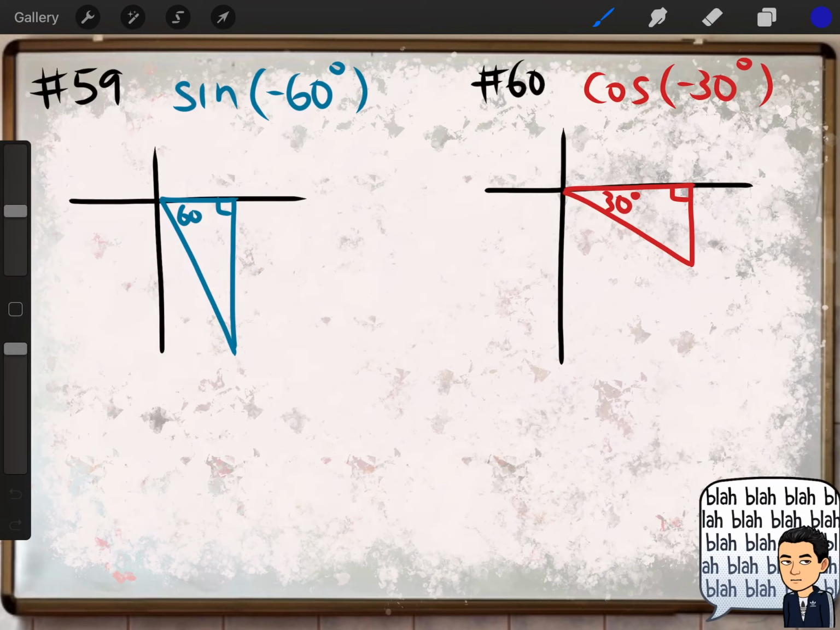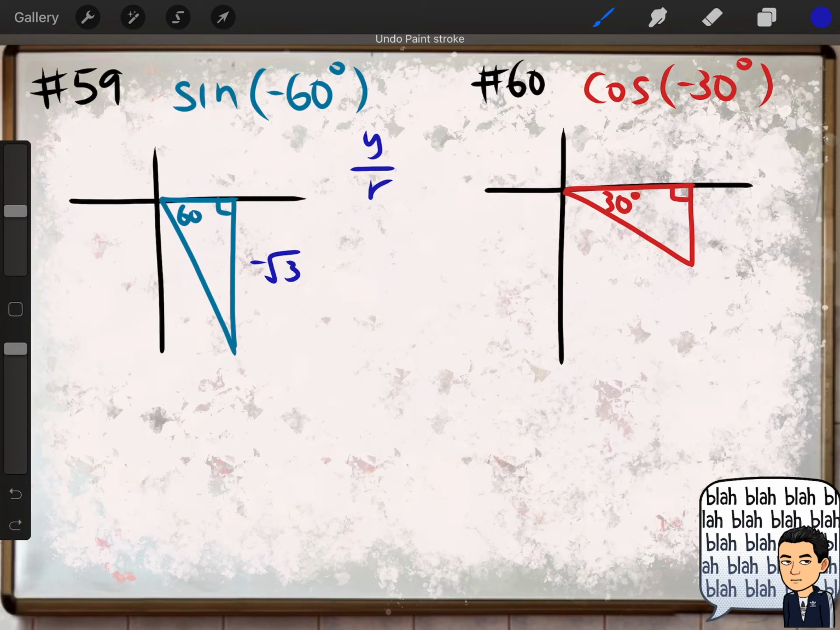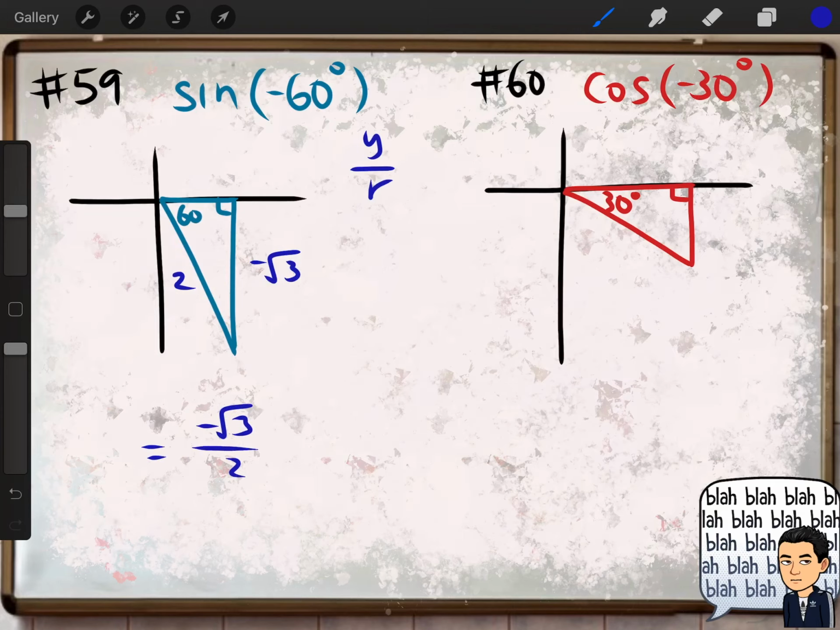I'm not about to use that, okay? So let's just figure out that negative 60 is going to be clockwise. So you have to go clockwise for 60 degrees. And we know that sine is y over r. So just go ahead and label the negative rad 3 for the y. R here is going to be 2. So you're just going to go ahead and write negative rad 3 over 2.